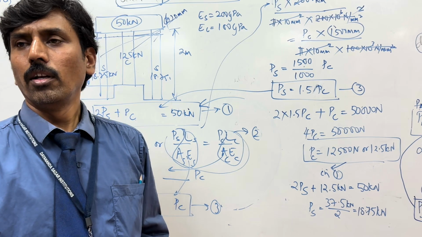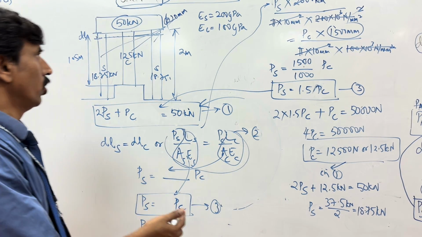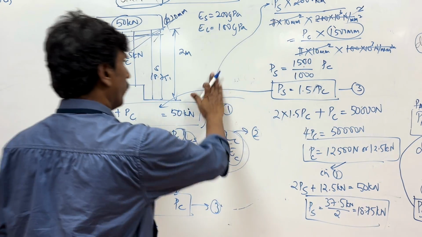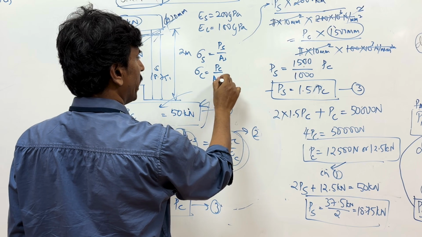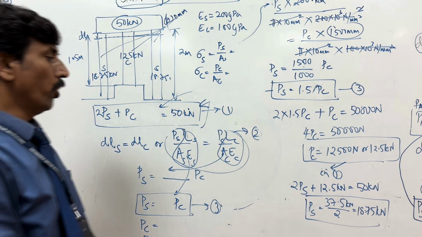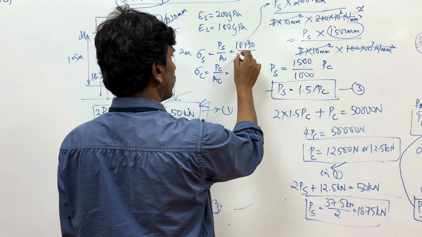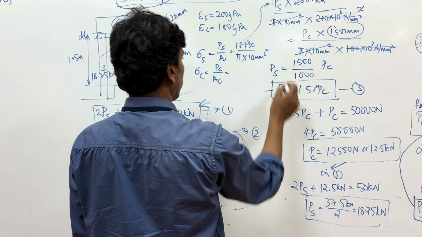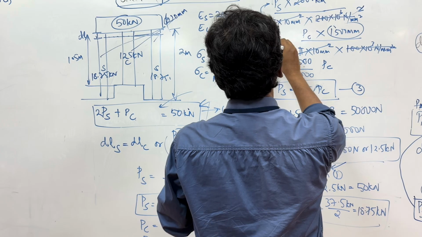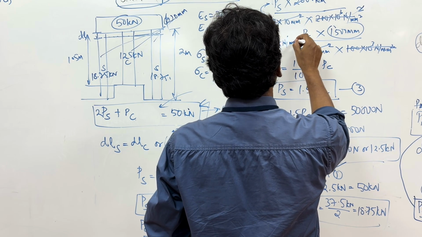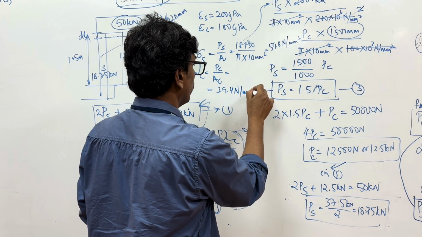Maybe this numerical will ask you a little bit extra. They will ask you for the stress in steel and the stress in copper. Can you find it? You can, because you already know the load in steel and the load in copper. Stress in steel is load PS divided by area of steel, and stress in copper is load in copper divided by area of copper. So load in steel is 18,750 divided by AS, which is pi into 10 mm square. What is the answer? 59.8 Newton per mm square. And for copper, how much? 39.4 Newton per mm square.